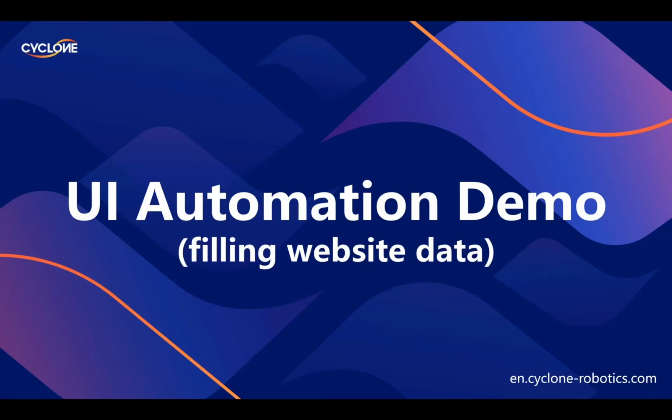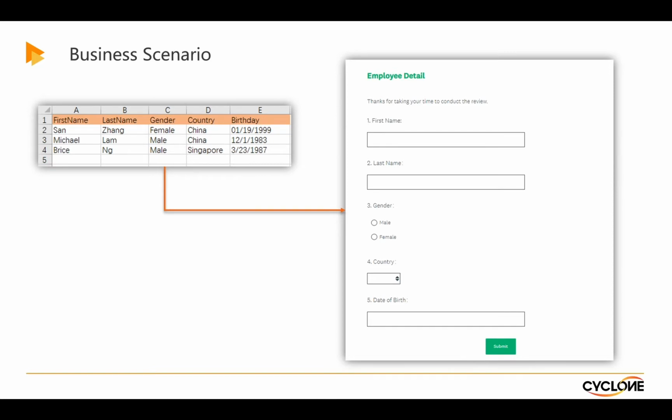Hello and welcome to this video of a demo on how to utilize UI automation functions in Cyclone RPA Designer to create a process of filling data on a web page. First, let's have a look at the scenario. In this demo, we'll design a process to automatically read information about 3 employees from the provided worksheet, open the web page, and fill in the employee details one by one.